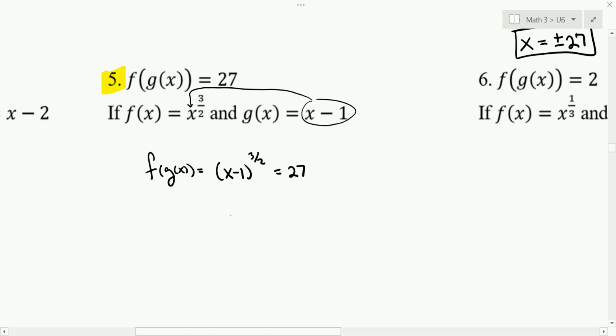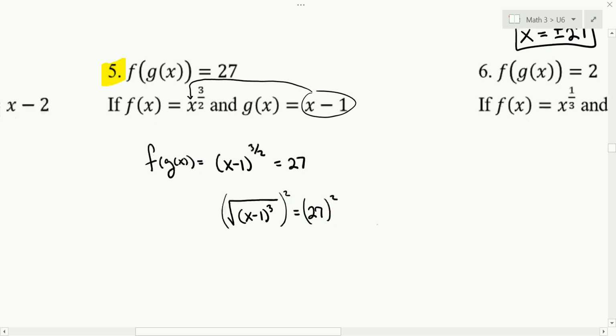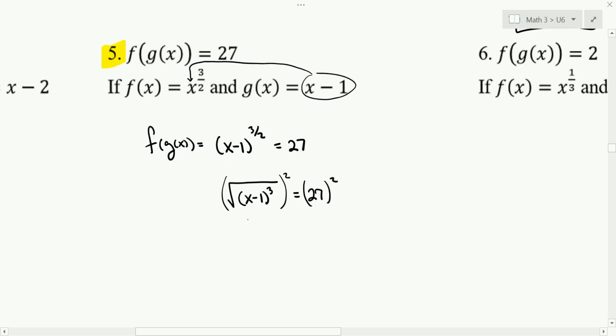So this means the square root of x minus 1 cubed is equal to 27. So to get rid of the square root, we're going to square both sides, and we end up with x minus 1 cubed is equal to 27 squared.